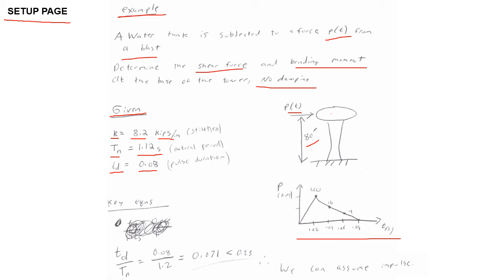Now the key equation I want to take a look at is the ratio here. The reason I want to take a look at this ratio of t_d to t_n, or our pulse duration to our natural period, is to determine if we can assume an impulse. And we look at this here, we say take 0.08 divided by 1.12, and this is 0.071, which is less than our 0.25, so therefore we can assume an impulse.